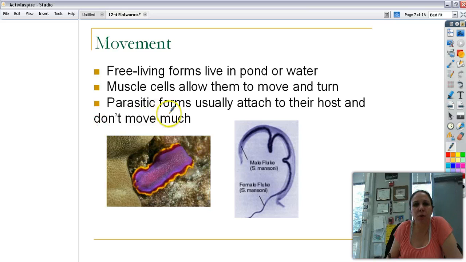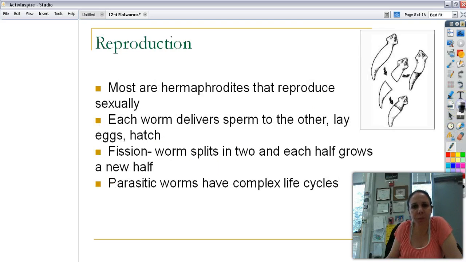The parasitic forms, they usually attach to their host and don't move much. So they have a head that has suckers and hooks. And once their head is attached into their host, they're there until they die.